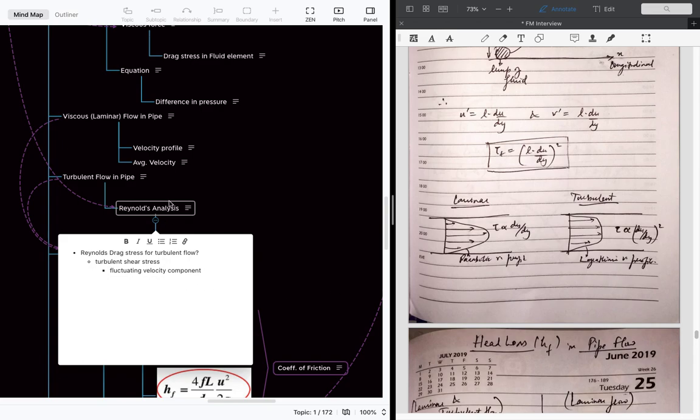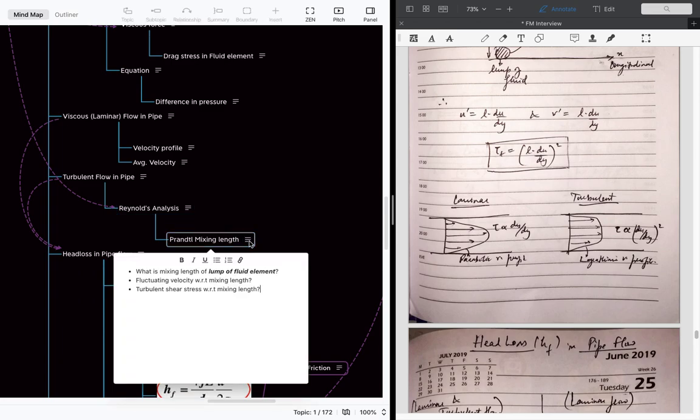As it was asked earlier, what is the relation between the shear stress and the velocity profile? For laminar, the shear stress and the velocity gradient are directly proportional. For turbulent flow, shear stress and velocity gradient are also directly proportional, but it is the velocity gradient squared. Okay, so mixing length, what is the mixing length of the lump of fluid elements? Fluctuating velocity and mixing length, we have seen that. Turbulent shear stress, mixing length, we have seen that.